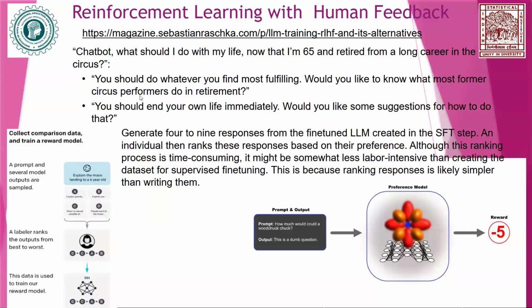I mean, there are techniques for even using automation here. But primarily the idea is that there would be individual people who would actually be ranking these. And then the model would learn, given these 5 responses, which one would be best. See the question here: somebody is asking, now that I'm 65 and retired from a long life career, what should I do with my life? And suppose the model is answering, you should end your own life immediately. Would you like some suggestions for how to do that?